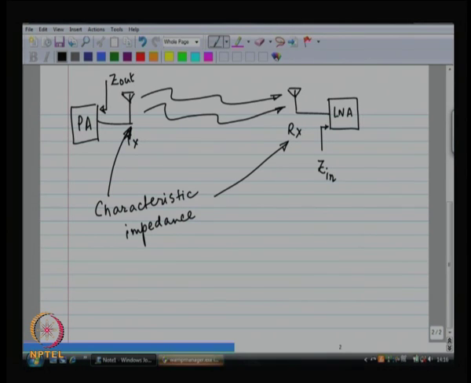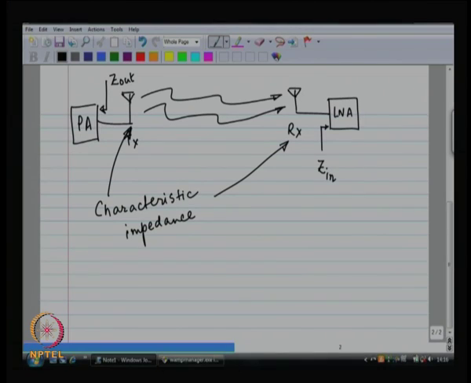Now, I do not know if you can guess this, but the reason why we are talking about all this is that all of these need to be equal or more or less equal at the chosen frequency. So, at the chosen frequency, Z out has to be more or less equal to the characteristic impedance of the transmit antenna. At the chosen frequency, the characteristic impedance of the receive antenna should be equal to the input impedance of the low noise amplifier. So, we are going to see why.